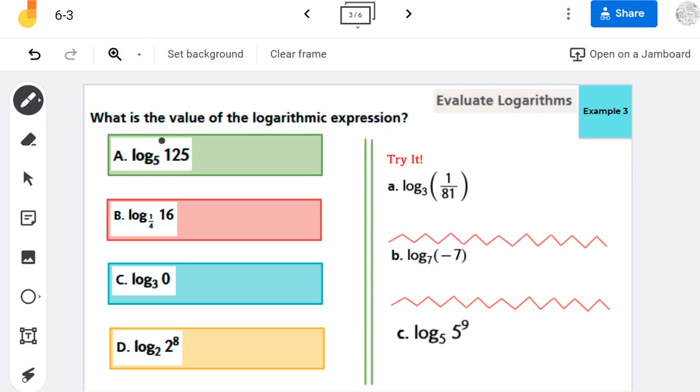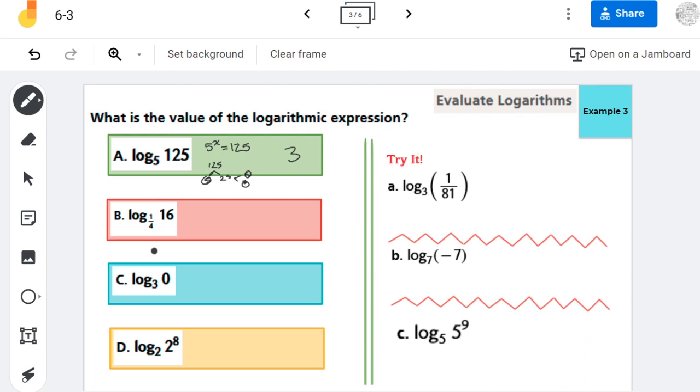So let's start with A here. It says log base 5 of 125. Now if I wanted to write this as an exponential, I'd say 5 to some power is equal to 125. And I feel like that's a little more obvious, right? So 5 cubed makes 125 because if I do a factor tree for 125, for example, you can see that I'd have 5 to the third power.